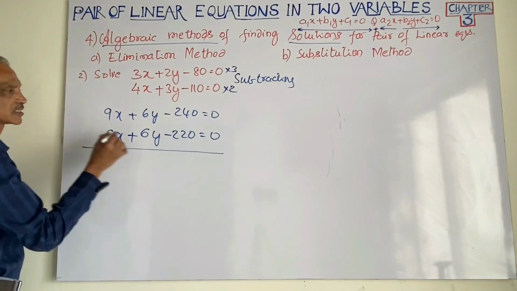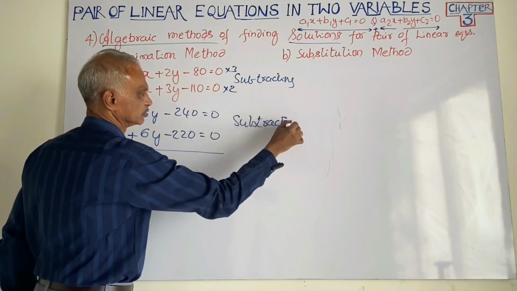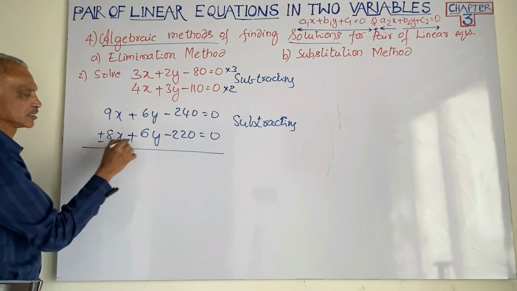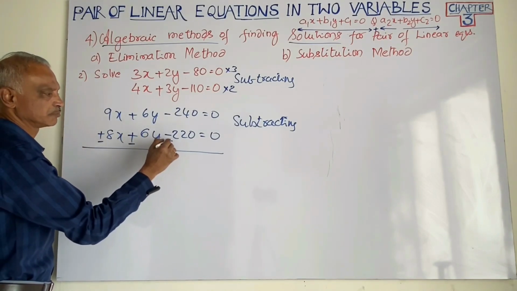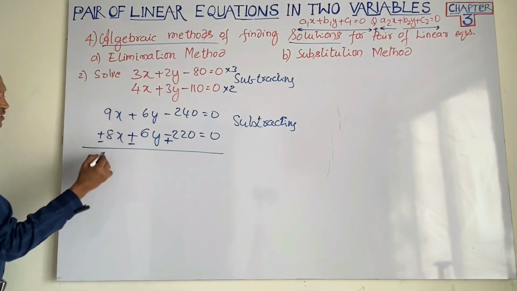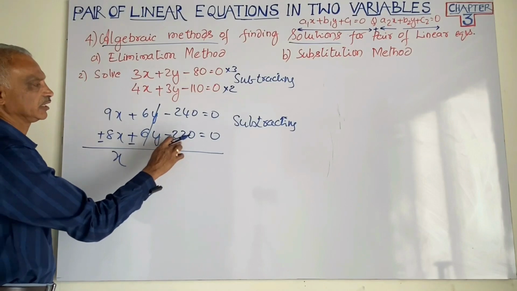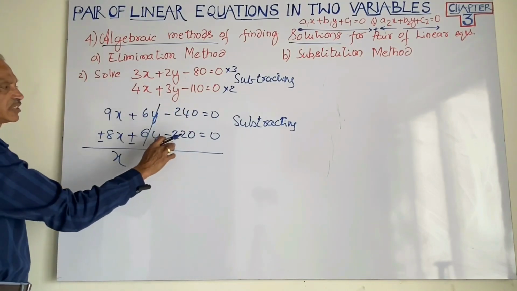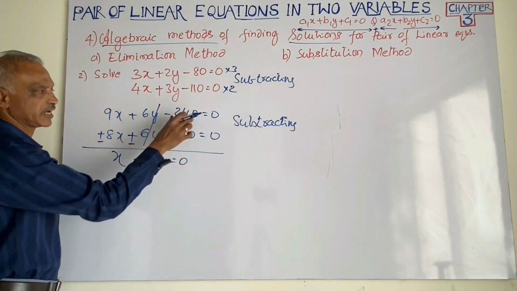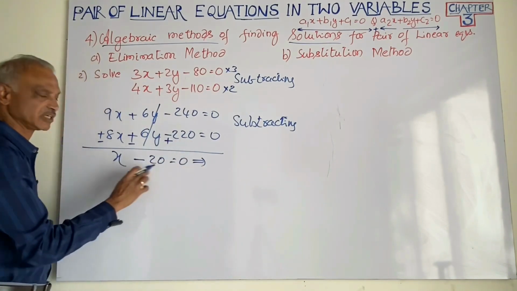Now we have to subtract this equation from this equation. Plus becomes minus, plus becomes minus, minus becomes plus. Now you see 9x minus 8x, x, plus 6y minus 6y, cancel, plus 220 minus 240, you are getting minus 20 is equal to 0. Minus 240 plus 220, minus 20. X minus 20 is equal to 0.